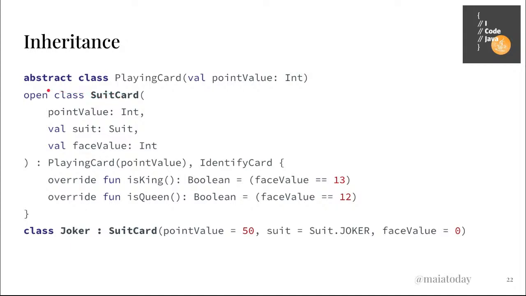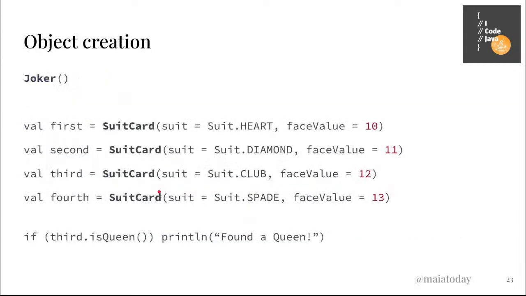There's another class. You define it as open if you want some other class like this joker to be able to derive from suit card. And here's suit card deriving from playing card. It gets the point value from the playing card, so it can access the state in the parent class. And then there we've got some state and we've got some behavior. And then how do you create these objects? Notice no new keyword. You just call it like this or like this, setting the parameters with some named parameters. And then you would use it like this. There you would get the behavior of the object.